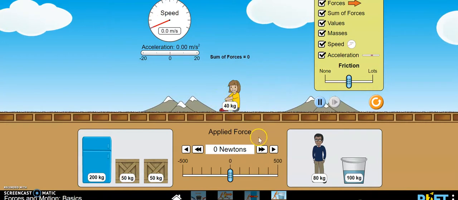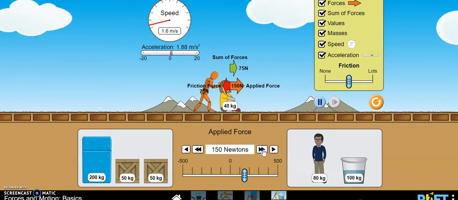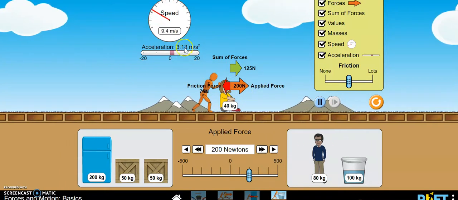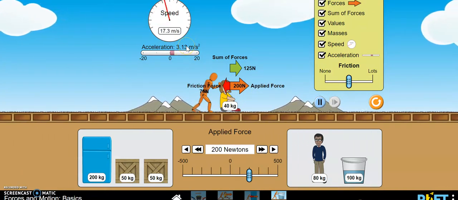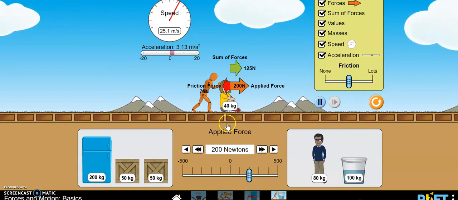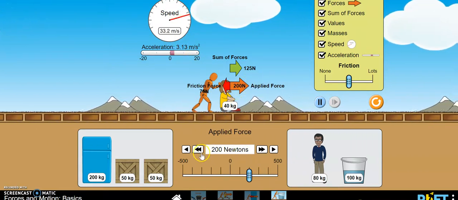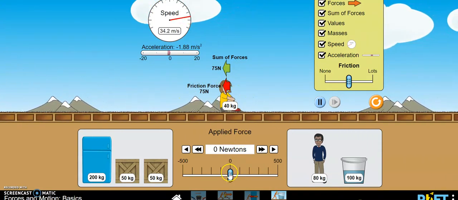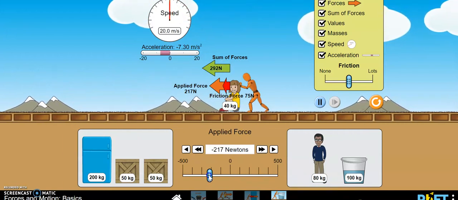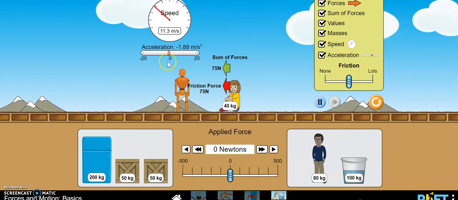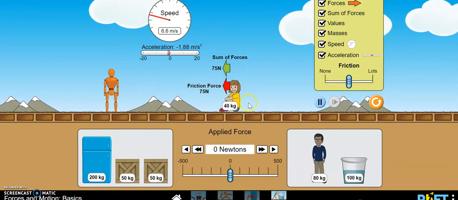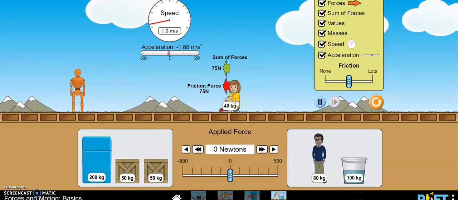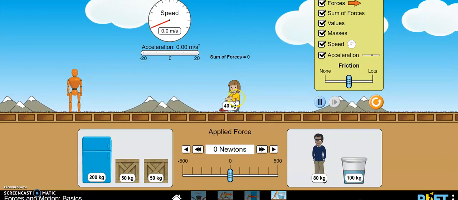If we take our 40 kilogram girl and we push with, let's say, 200 newtons of force, she has an acceleration of just over 3. Okay, remember that number, just over 3 for an acceleration when we're pushing with 200 newtons of force. Let her come to a stop. If we were to push on this girl with more than 200 newtons of force, her acceleration would be more. If we pushed on her with less than 200 newtons of force, her acceleration would be less.